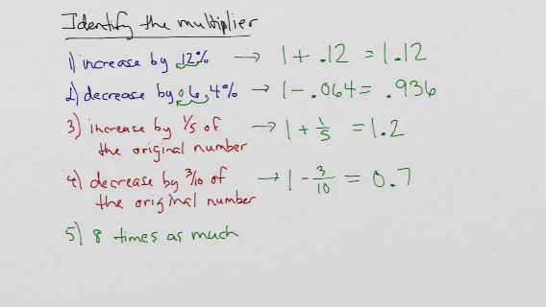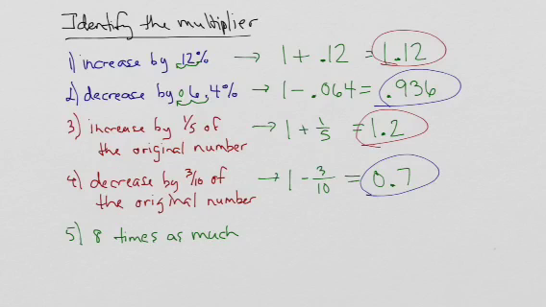So what I'm hoping you see from this is that when it was growth, the multiplier was larger than 1 because you're adding to it. When it is decay, your multiplier is less than 1 because you're subtracting from 1. Then there's that weird one. 8 times as much means our multiplier is 8. No 1 plus or 1 minus. If it's one of those weird terms like double, triple, or 8 times as much, do exactly what it says, 8. It's just when we're talking percentages and fractions that we have to use that 1 plus and 1 minus.